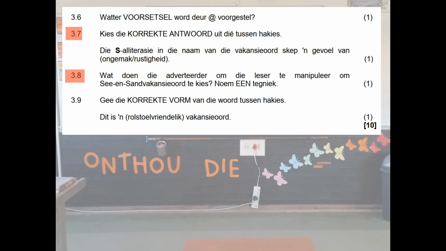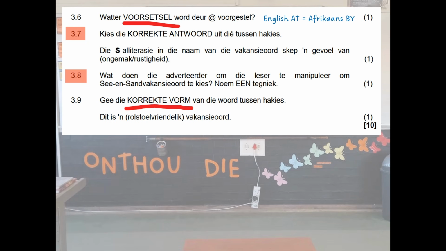Here we've got 3.7 and 3.8 that were visual questions. So the next one we look at is voorsetsels, which is prepositions. 3.6, what preposition does that stand for? That would be 'at' in English and in Afrikaans by.